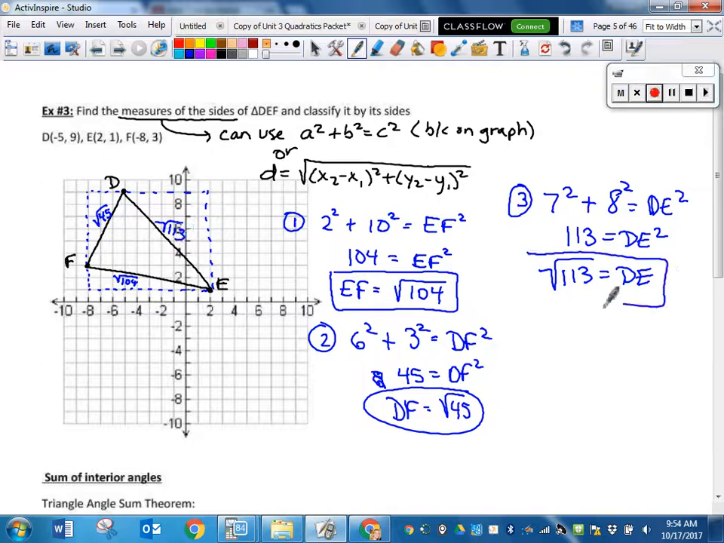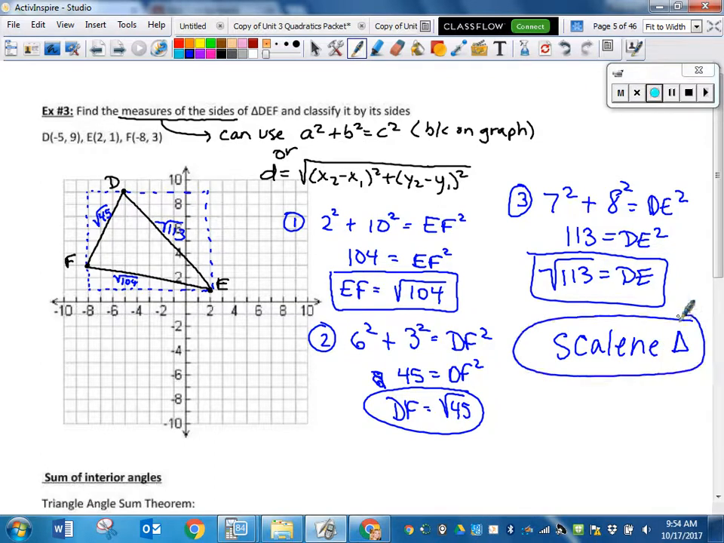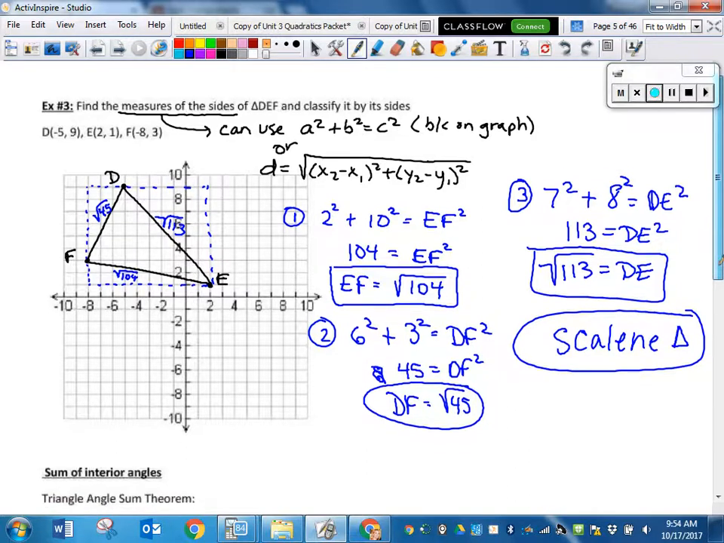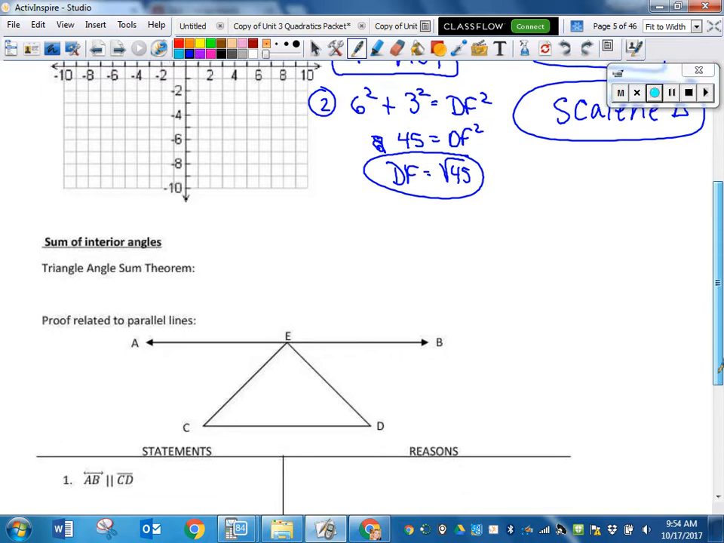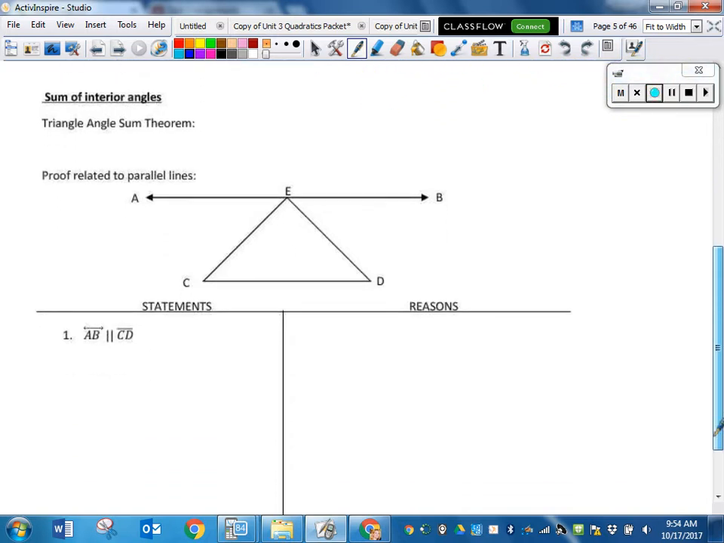All right, so we found the measures of the sides of the triangle. Now we want to classify it. Okay, well what do I notice about all three of these sides? None of them are equal. Okay, well then that means that it is a scalene triangle. Based off the sides, I'm using scalene, equilateral, isosceles. All right, so you can do it off graph. Okay? All right, going on to angles.